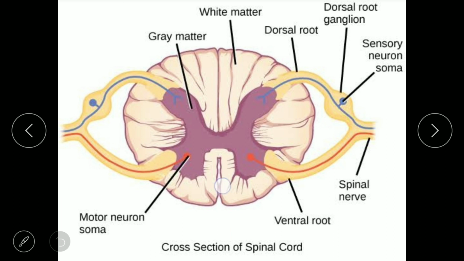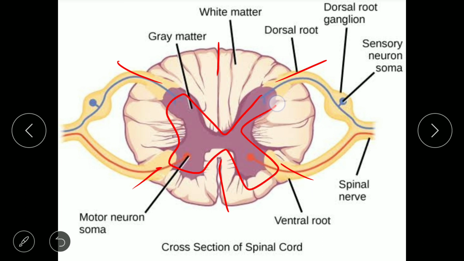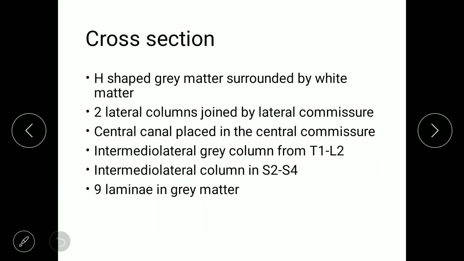You can see this is the fissure, and this is one sulcus, and this is one sulcus where the dorsal nerve roots enter, and this is the ventrolateral sulcus. You can see the H-shaped gray matter within the spinal cord. In the central part there will be a central canal. On cross section it appears as H-shaped gray matter surrounded by white matter.